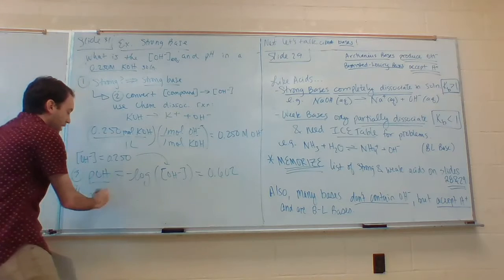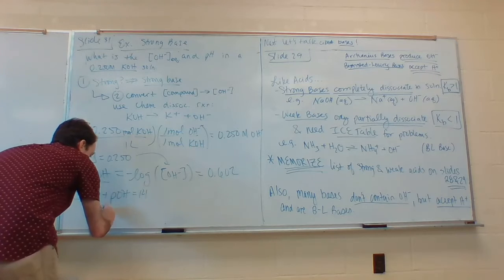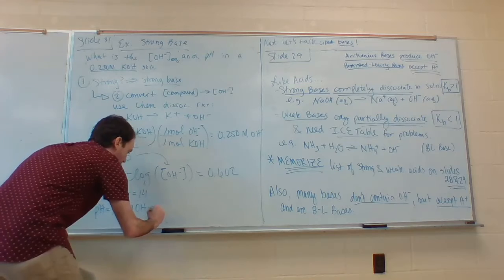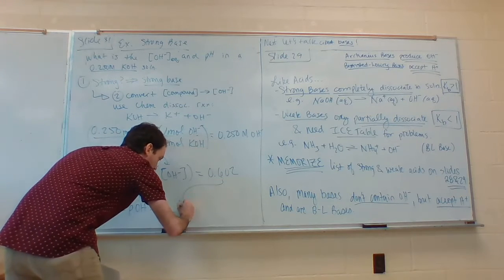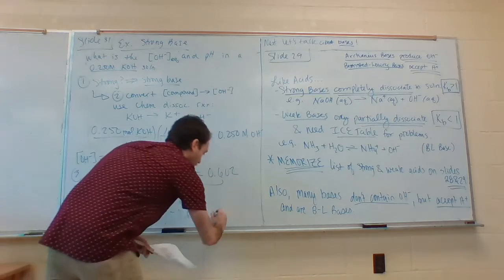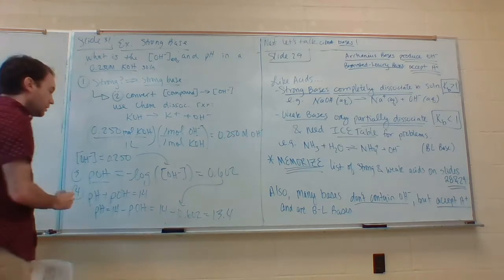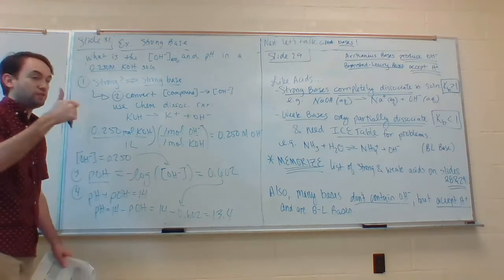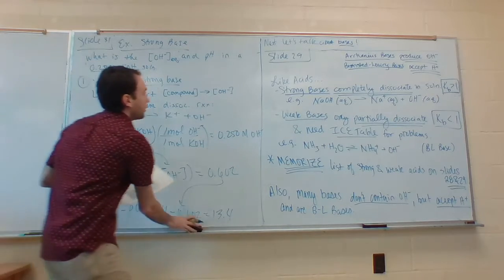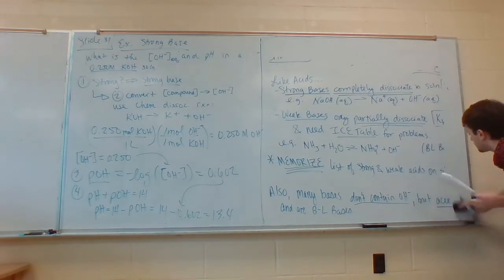Okay, then we're going to calculate our pH. And we remember that pH plus pOH is equal to 14, which means that my pH is equal to 14 minus pOH, which is equal to 14 minus 0.602, giving us 13.4 as our pH. Okay, so that would be my pH. My pH is very high, which means it's basic, and it should be since we're dealing with a base. All right, next, let's do an example of a weak base.